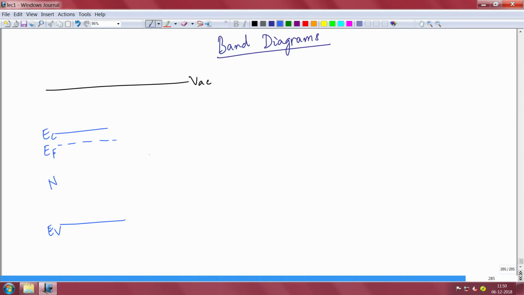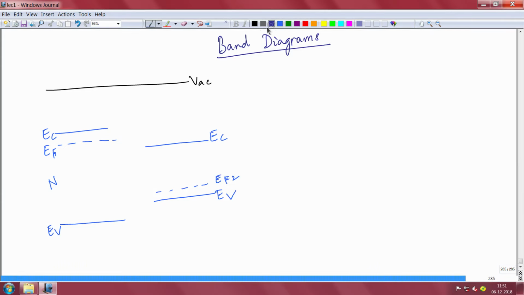On the other side I have a narrow band gap semiconductor. Suppose this is a type 1 sort of alignment, a straddling sort of alignment. So I have a narrow band gap which has EC for example, and then I have EV, and this is EF1, this is EF2. This is mildly p-type doped, that is mildly n-type doped.